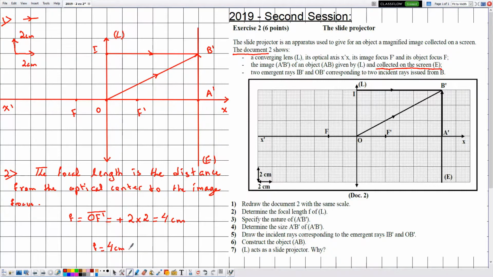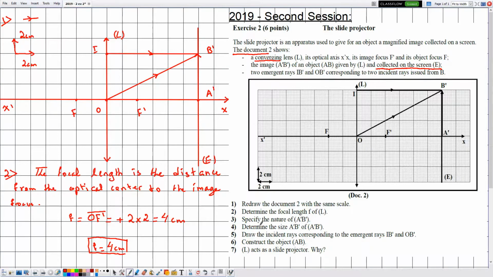Always, all quantities in physics must have a unit. Finally, it's a good habit to write our final answer in a box to make it easier for the corrector to notice our correct answer. Notice that here the focal length is positive, 4 centimeters, which verifies that the used lens L is a converging lens, because we know that for a converging lens the focal length is positive. So this is it for part 2.